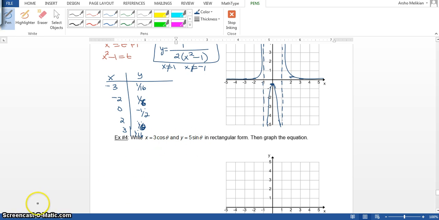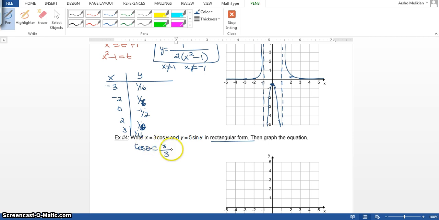So this is a similar situation. You have two equations: x equals 3 cosine theta, y equals 5 sine theta. Now our parameter is not t, it's theta. So the one that we want to get rid of is theta if we want to write it in rectangular form. So again, I want to have this in terms of x and y only. What I'm going to do is solve each of these for the trig functions. This one will be cosine of theta is equal to x over 3.